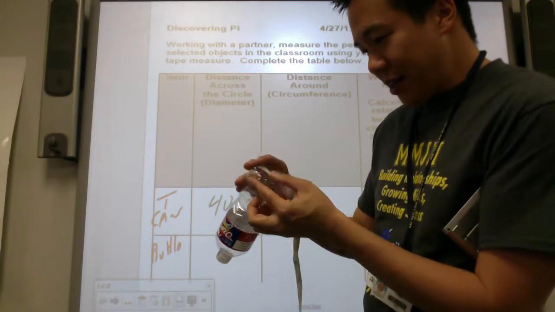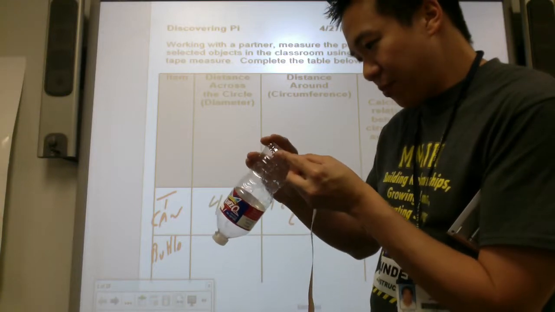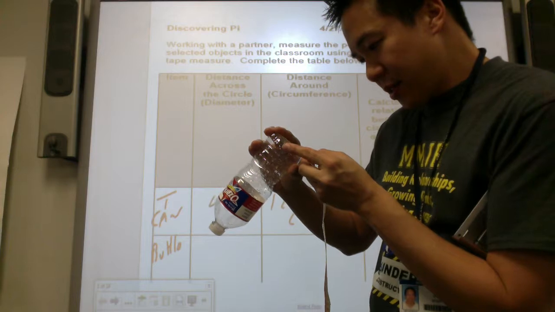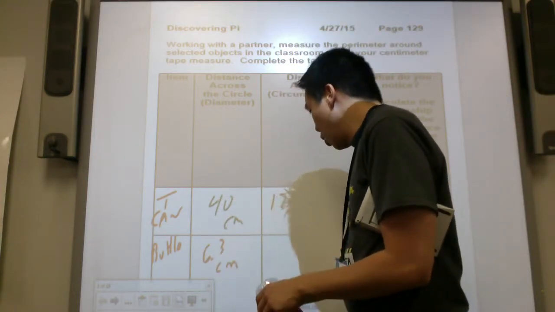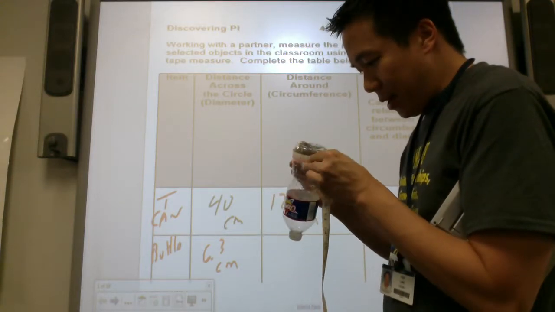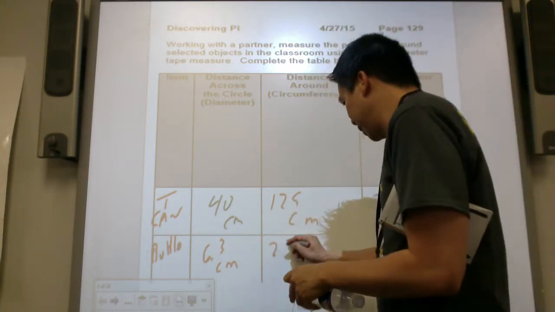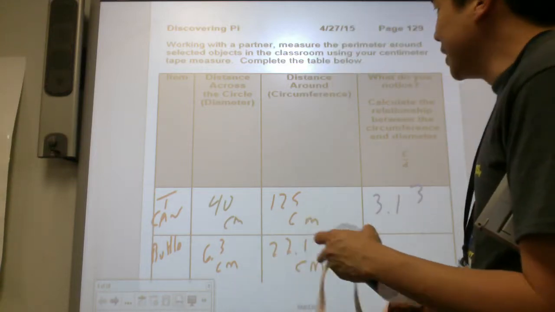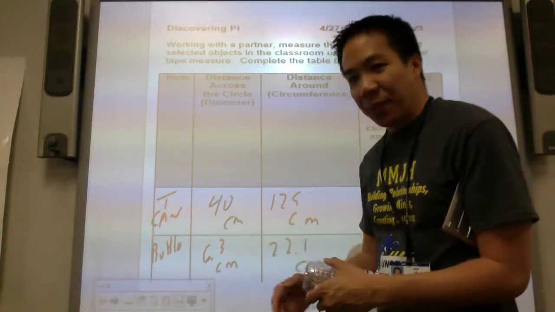It is about, hey, it's kind of cool, they even drew the lines right here. Diameter is about 6.3 centimeters. What is the distance around it? About 22.1 centimeters. So, is the circumference about 3 times the diameter?